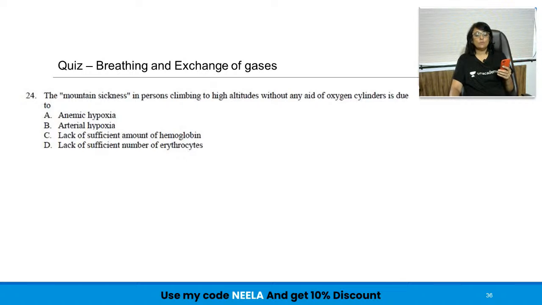It is about mountain sickness in people who are climbing to higher altitude without any oxygen cylinder. So what is the reason for that mountain sickness, the nausea and headache that they get? It is anemic hypoxia, it is arterial hypoxia, it's lack of sufficient amount of hemoglobin, lack of sufficient amount of erythrocytes. Okay. So far the answer which I have received is A.